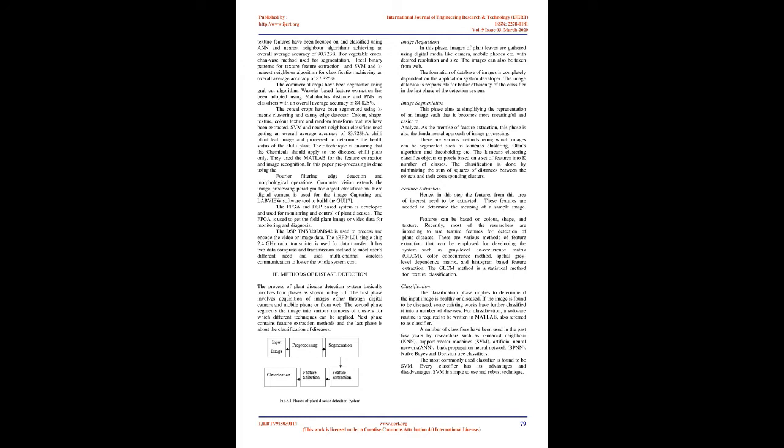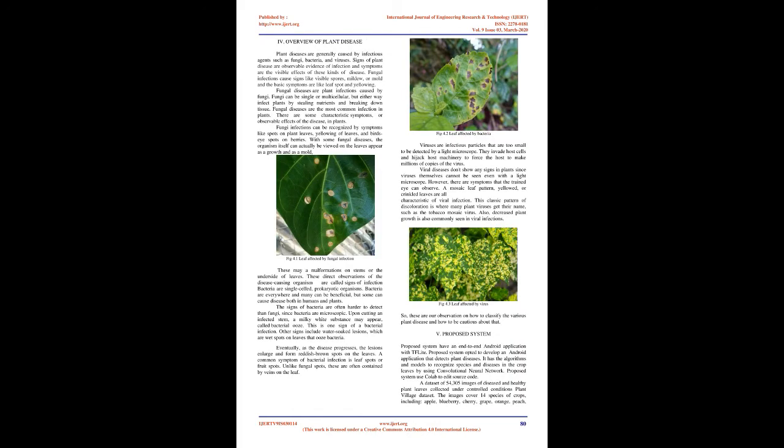Methods of disease detection. The process of plant disease detection system basically involves 4 phases as shown in Fig 3.1. The first phase involves acquisition of images either through digital camera and mobile phone or from web. The second phase segments the image into various numbers of clusters for which different techniques can be applied. The next phase contains feature extraction methods, and the last phase is about the classification of diseases.